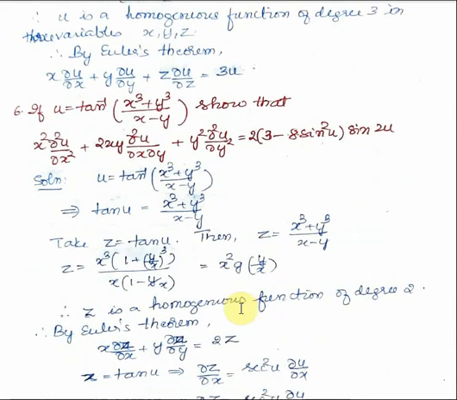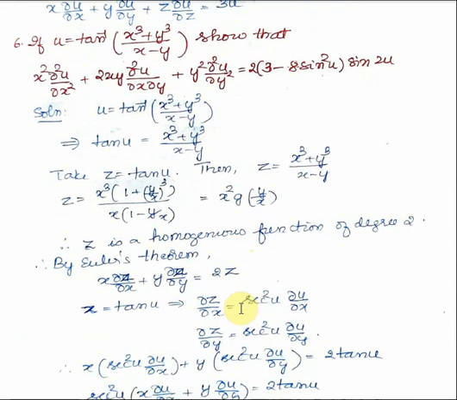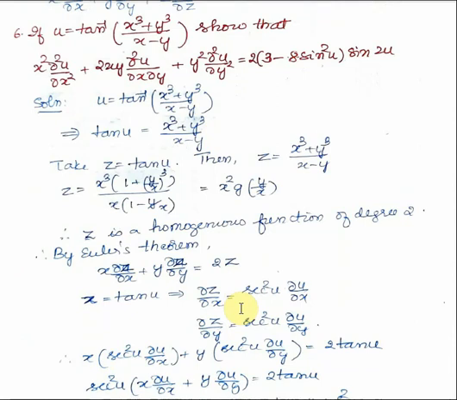And the sixth one can be taken as an extension of Euler's theorem or simply apply our Euler's theorem. If you look at the function, this is never going to be homogeneous. Therefore, what should I do? I can write it as tan u is equal to x cube plus y cube by x minus y. Then I should substitute for tan u as z. Then z is equal to this. Then z becomes homogeneous of degree 2 by the calculations I have shown.